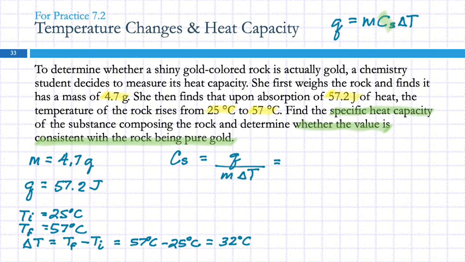So now I can plug the numbers in with their units, of course. 57.2 joules is Q. The mass was 4.7 grams. The change in temperature, 32 degrees Celsius. So I got 57.2, and most students find it best to do this as 57.2 divided by, now use your parentheses, open the parentheses, 4.7 times 32, close the parentheses, and press equals.